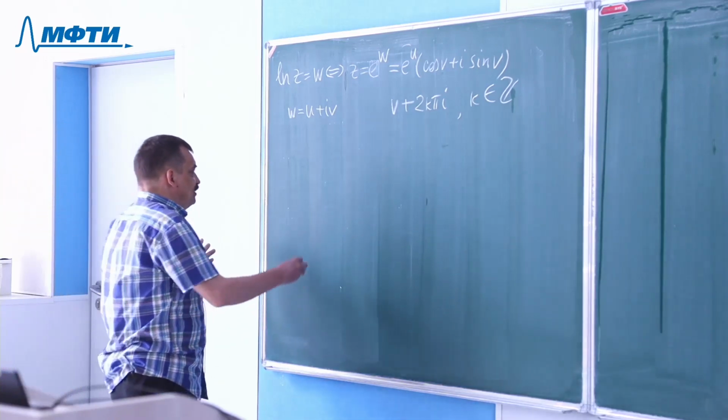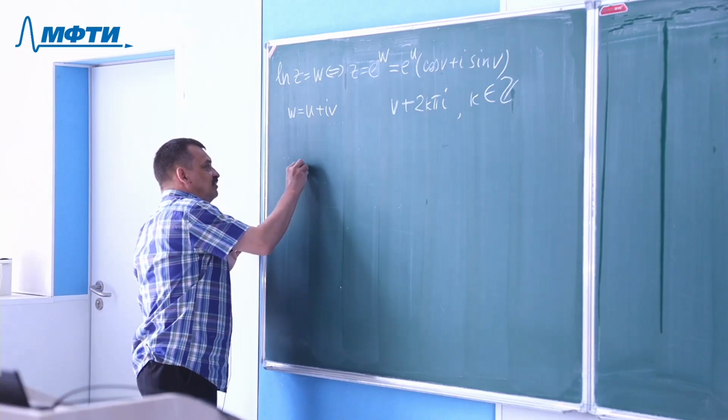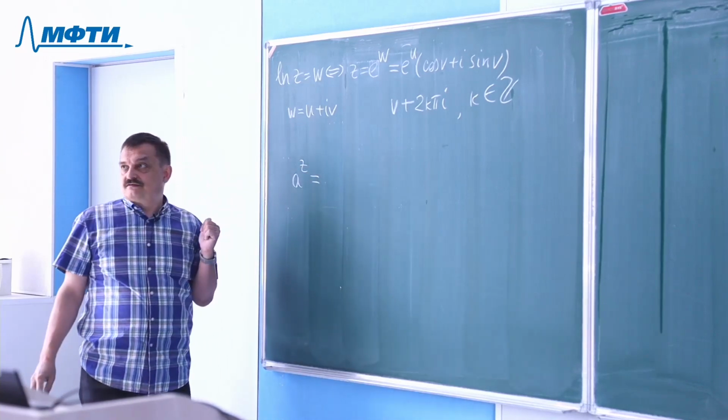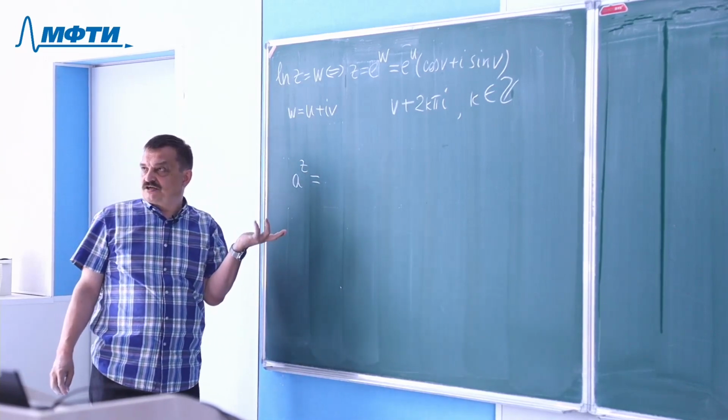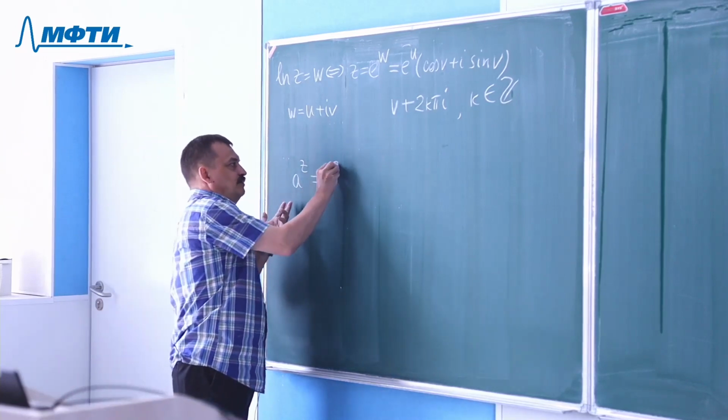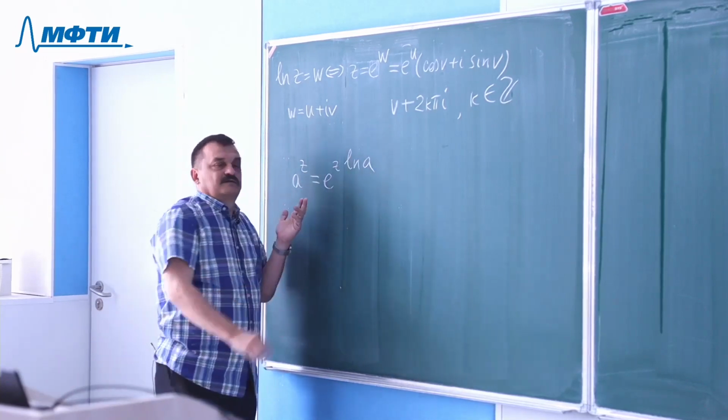Why? Because now how to define a to the power z? If we know the exponential function, the natural way would be like that, right?